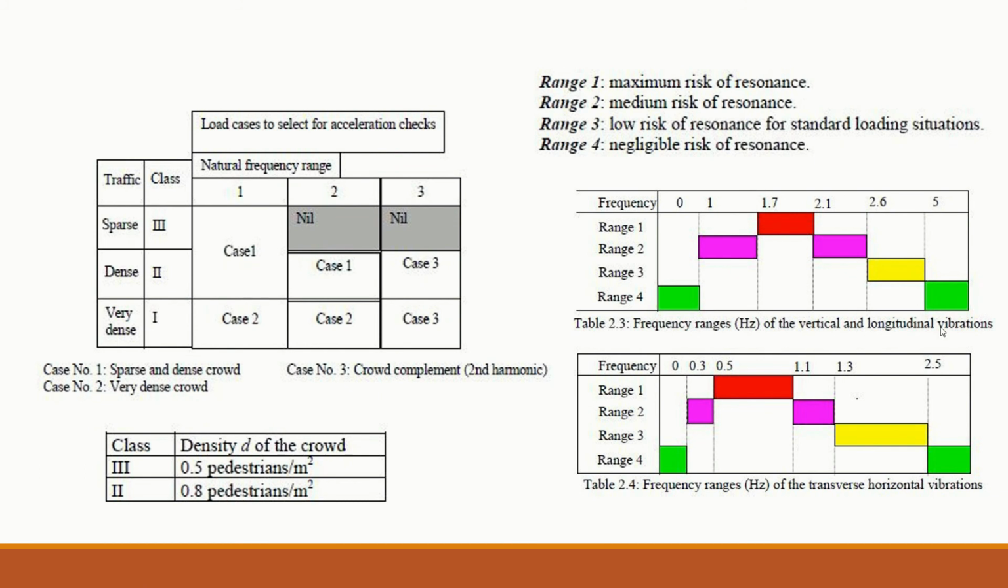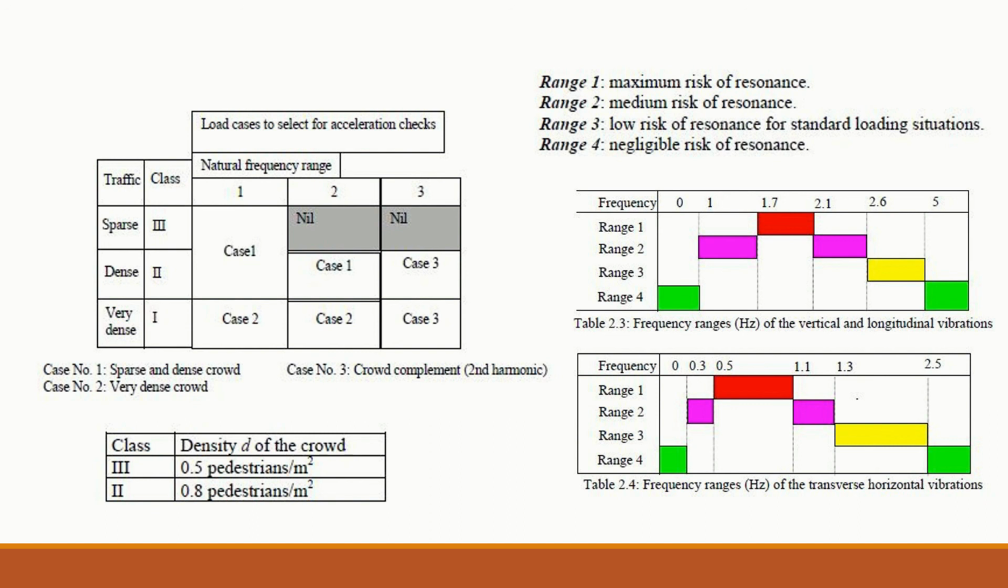So when the frequency is above 5 and above 2.5, there's no problem. The code tells us that when the frequency is above 5, and above 2.5 for the horizontal, there's no problem, but these are very severe frequencies and they cannot be achieved easily. And the code does not give a good detailed calculation for our footbridge. So here are the loads that we use for the acceleration and the frequency calculation. To calculate the frequency, you should put the footbridge with also the crowd load.